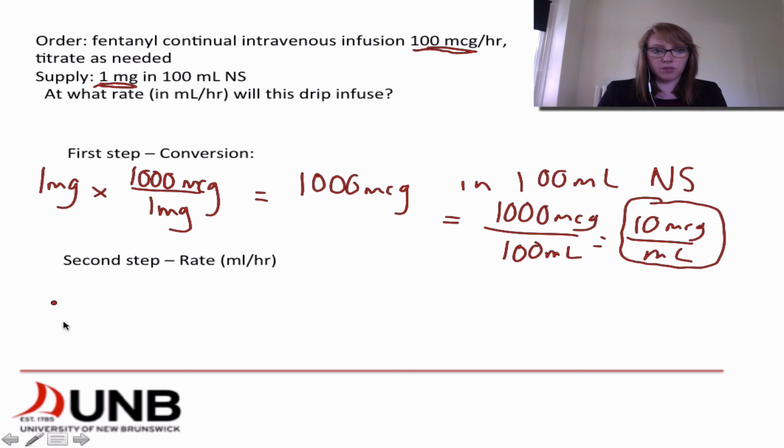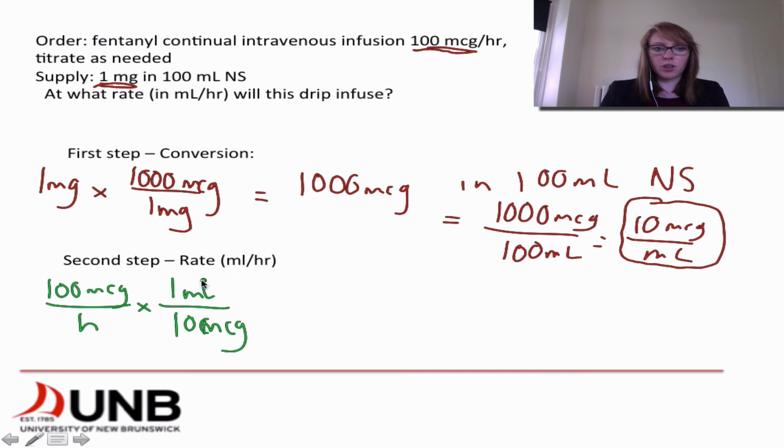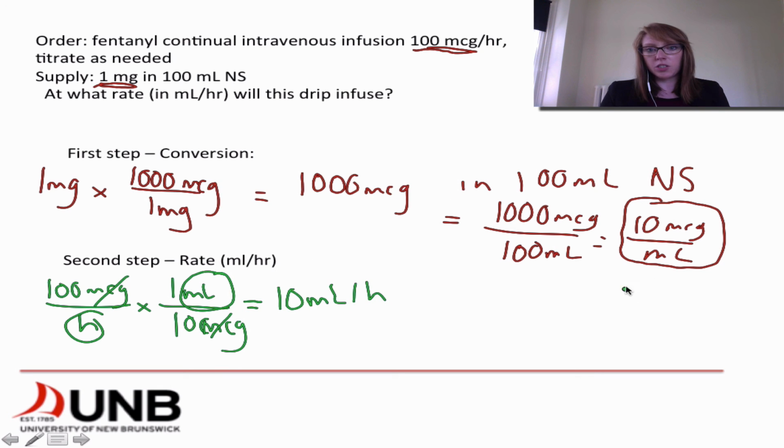So we want to give 100 micrograms per hour. So if we know that within 1 mil, there are 10 micrograms, we want to cancel out our units. So we were looking for mils per hour. We want these to cancel out. And if we do this math, we find out that we're going to be setting our rate at 10 mils per hour. Because we know how much is given per mil. It makes sense if you do the math out. 100 divided by 10 is 10.